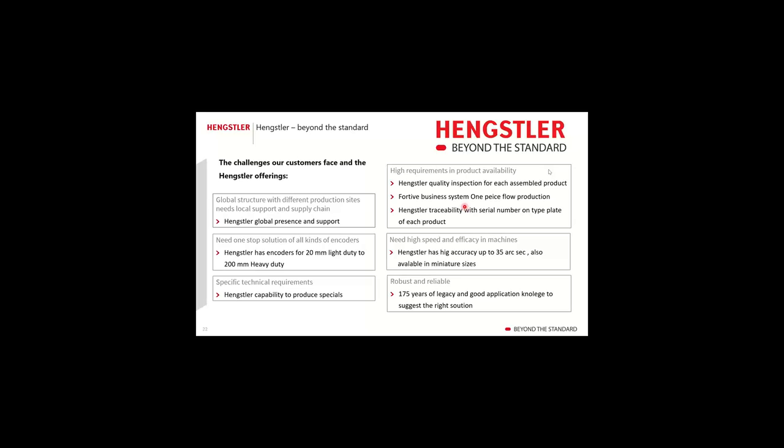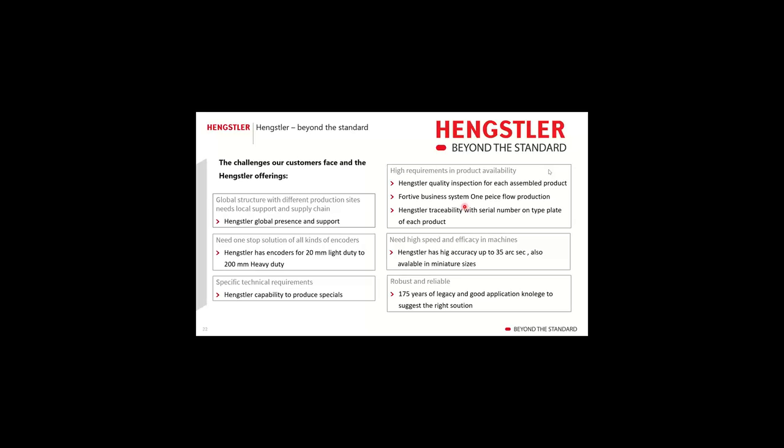It also helps traceability. We have serial numbers on each of our products, so you can trace back who was producing it, when it was produced, and all the production logs can be looked into. So we have high traceability for the products, high quality inspection. These all lead to very low failures in our encoders which go into the market.